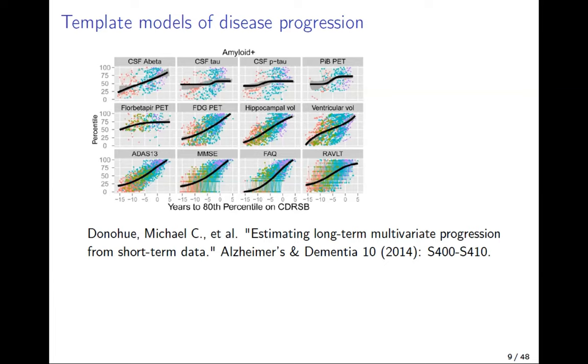Yeah. Okay. And so this is one of the first models that Michael Donohue came up with. There is one random effect per subject that has to do with just the onset time. And so with just this, he can show a collection of biomarkers as functions of years to the 80th percentile on CDR sum of boxes. And really the big gain is that if you look at the vertical variability, it is reduced a lot compared to a naive horizontal scale where you would look at the age of the subject, for example. All right, that was one example.